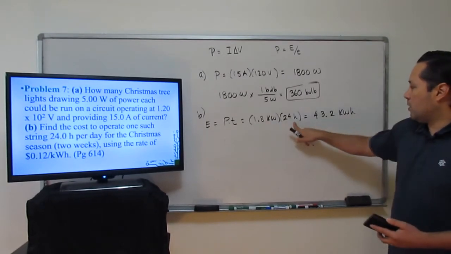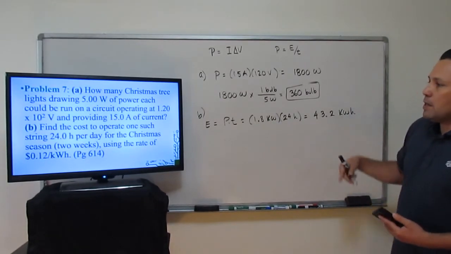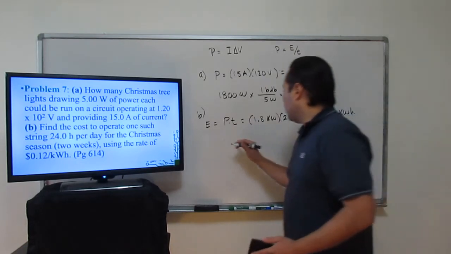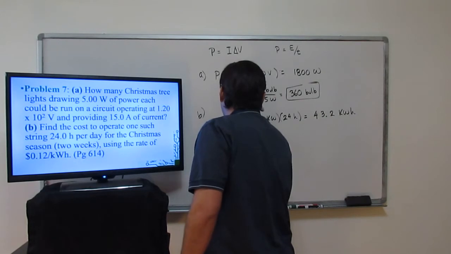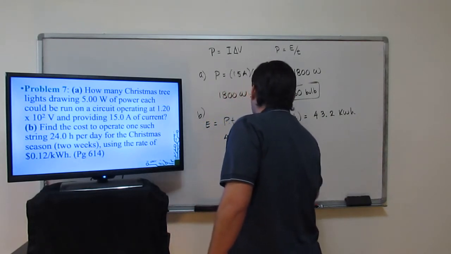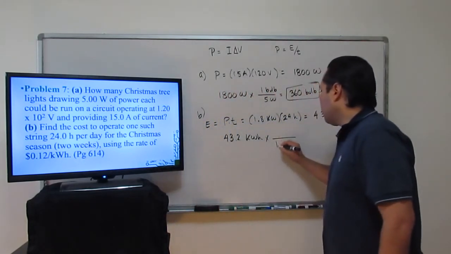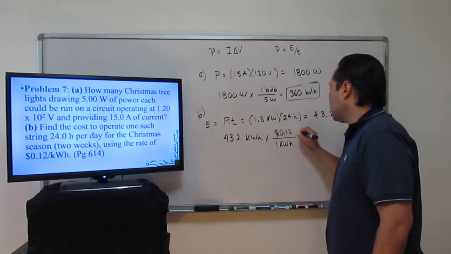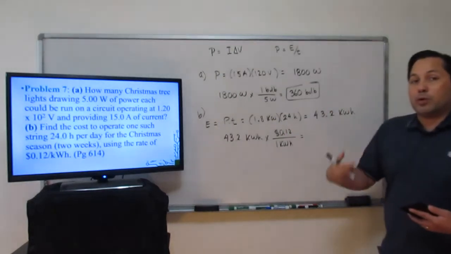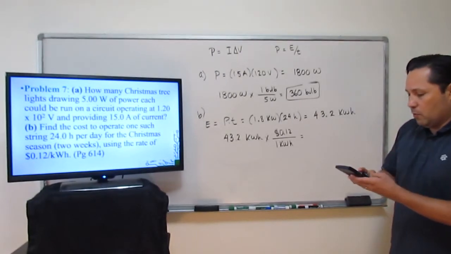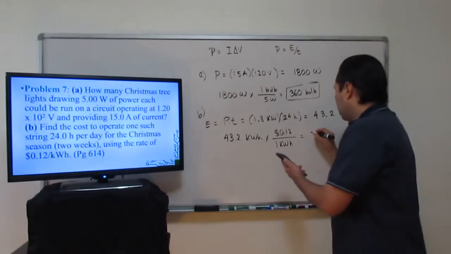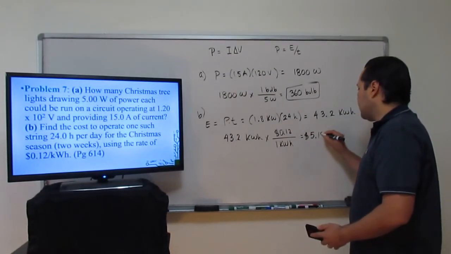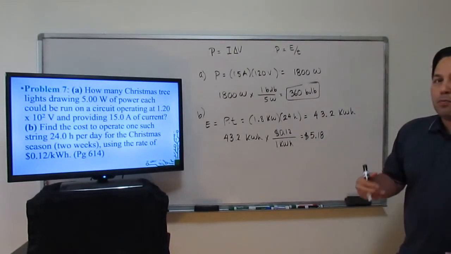So we have kilowatts here times hours, so it's kilowatt hours. Now, how much does it cost per kilowatt hour? It's 12 cents. So we're going to get this value, 43.2 kilowatt hours. And we're going to say, well, for every 1 kilowatt hour, we're going to pay 12 cents. So how much money will it cost us per day? So it's going to be times 0.12. It's going to be $5.18, a little bit rounding off, per day.